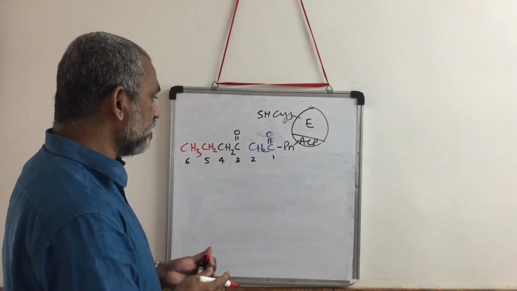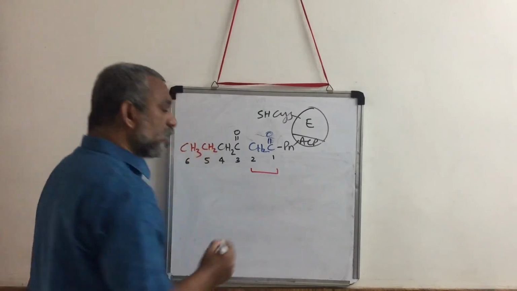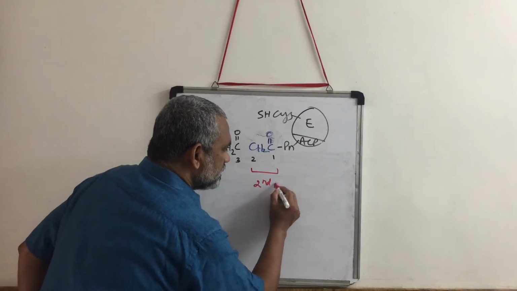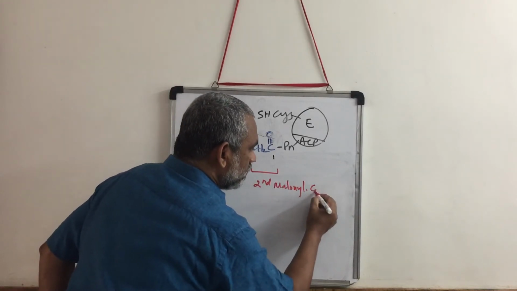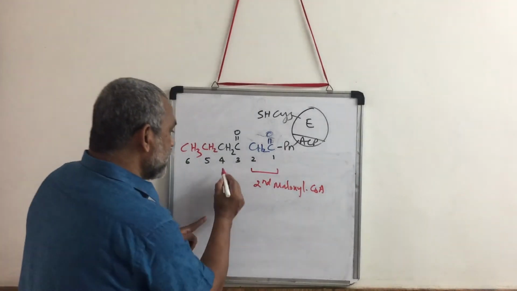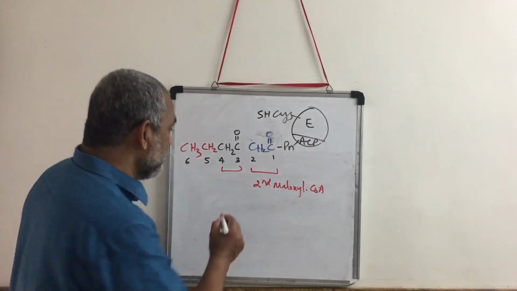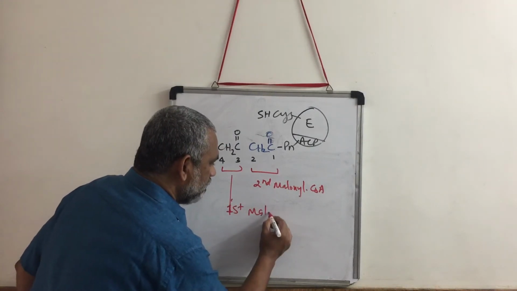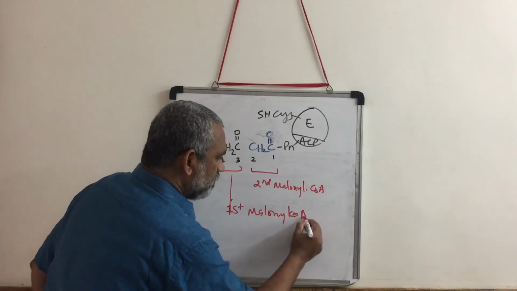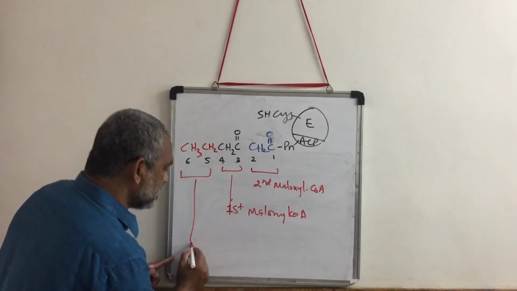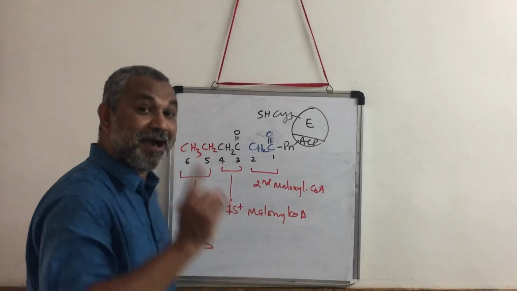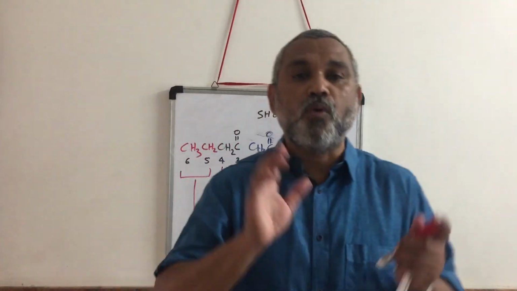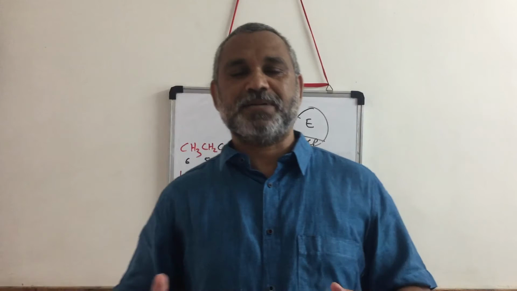What is the source of these 6 carbon atoms? So these 2 carbon atoms have come from the second malonyl CoA. So these 2 carbon atoms, that is 3 and 4, have come from the first malonyl CoA. And carbon number 5 and 6 have come from acetyl CoA. So this is very important for us to monitor what is the source of these carbon atoms.